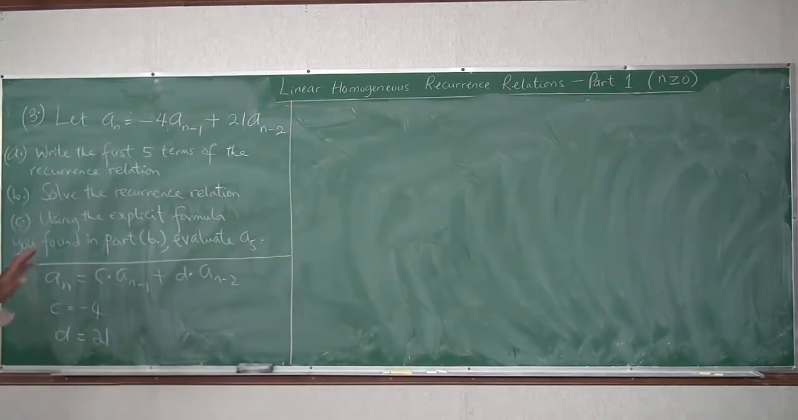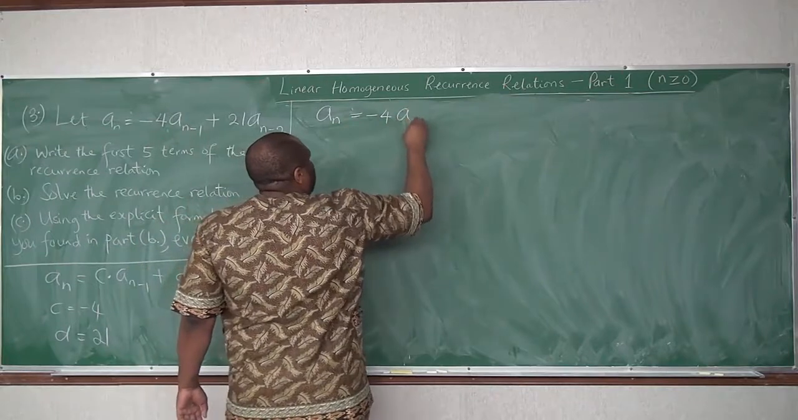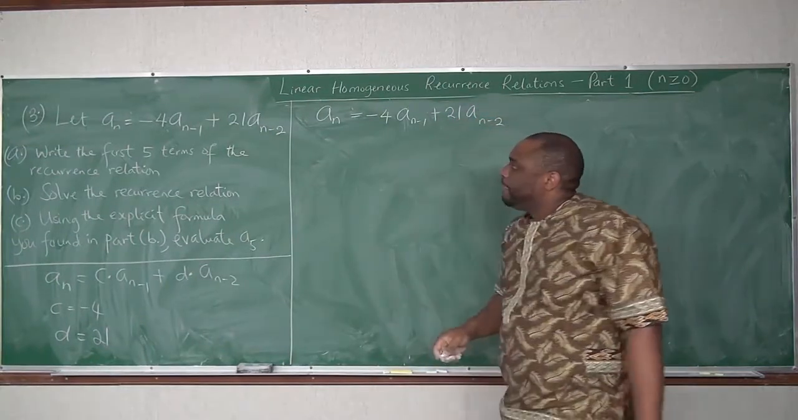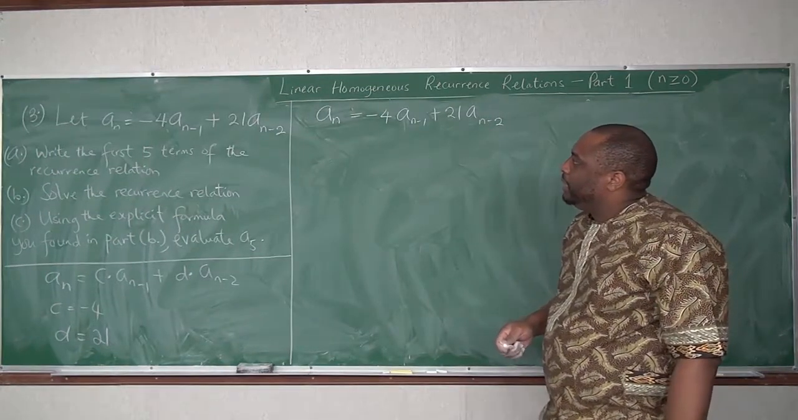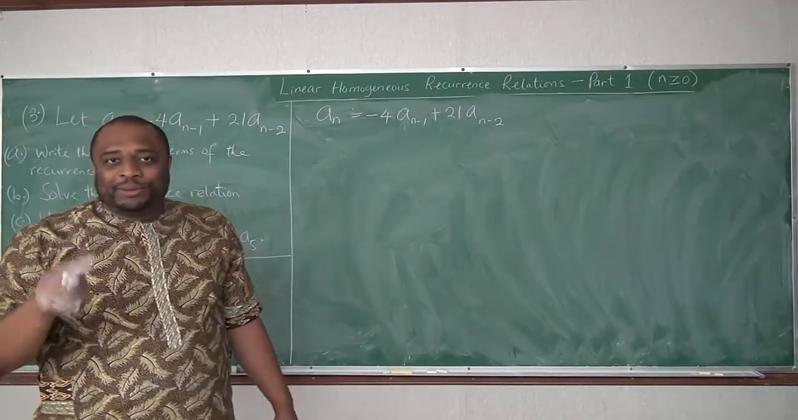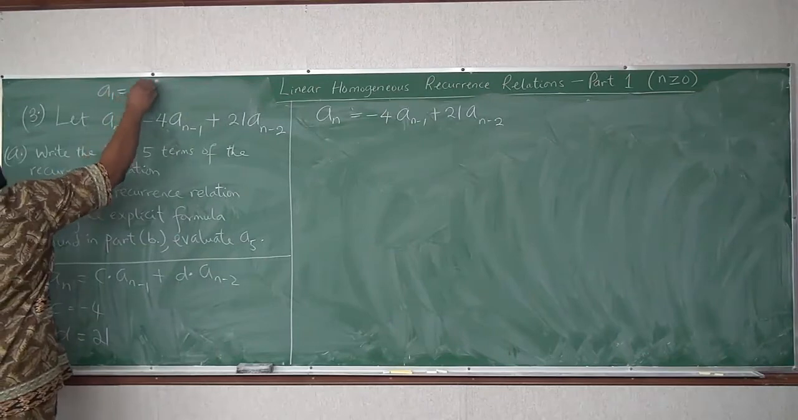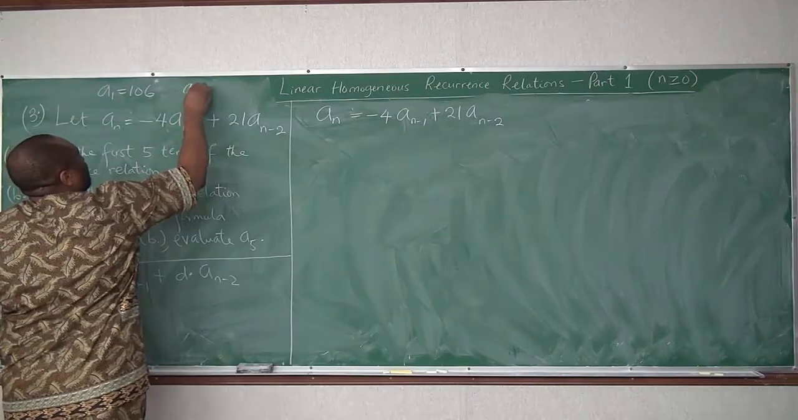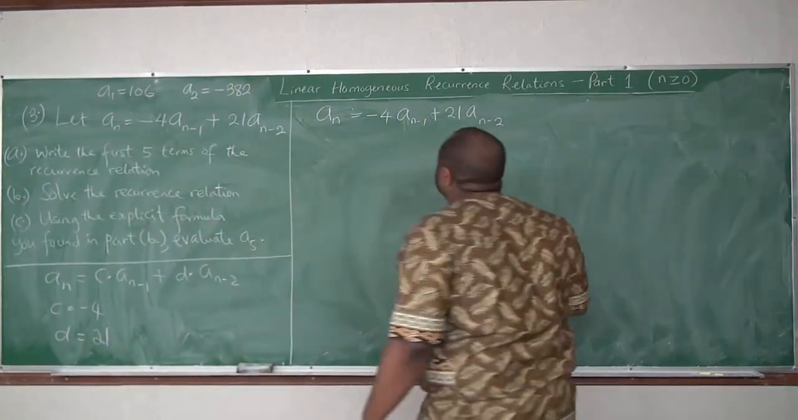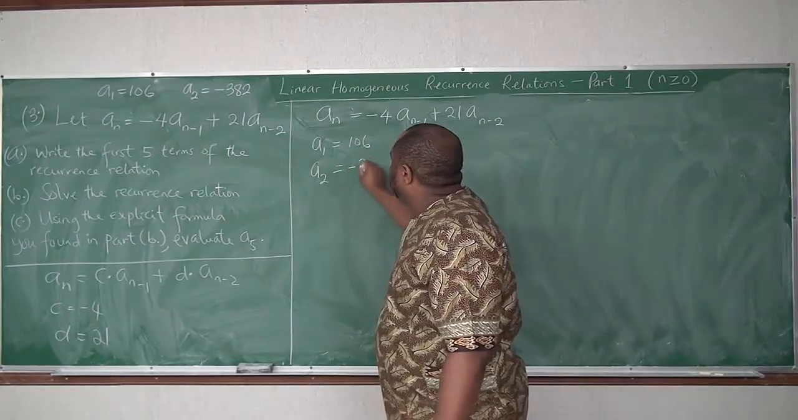A. Write the first 5 terms of the recurrence relation. So the recurrence relation is A subscript n equal to minus 4 times A subscript n minus 1 plus 21 times A subscript n minus 2. And then they gave us the initial conditions. A1 is 106, and A2 is negative 382. So of course, we have our A1, 106, and A2 is negative 382. This was given.